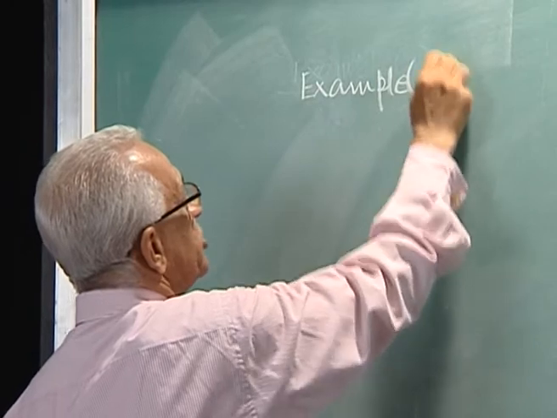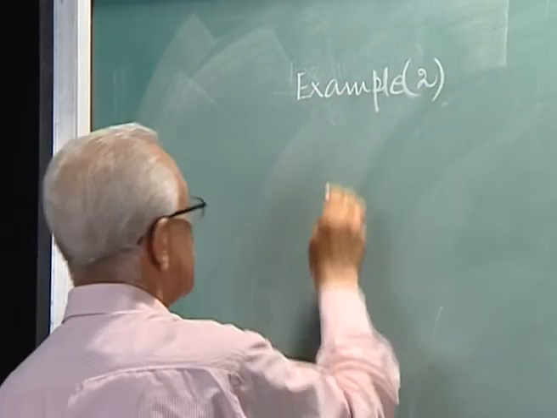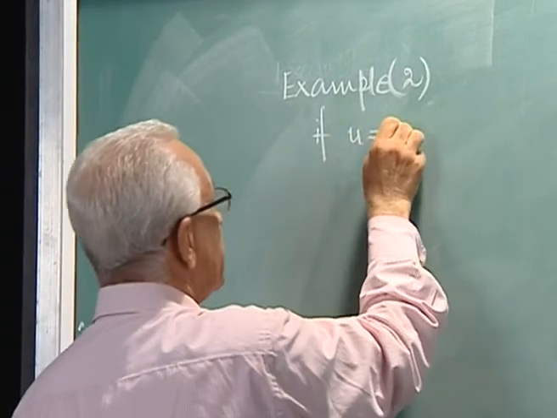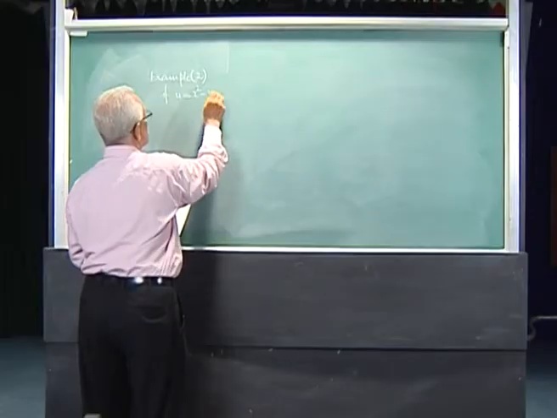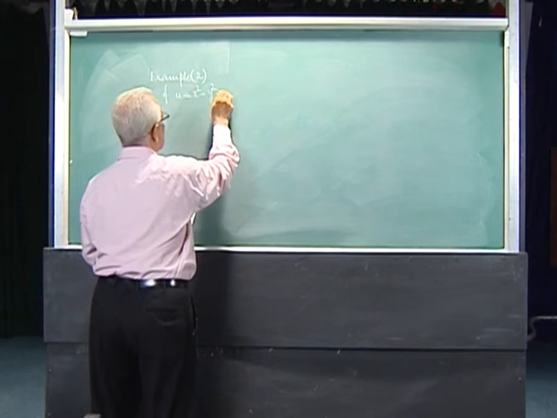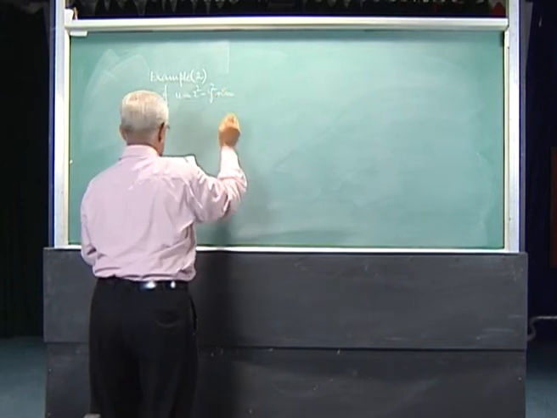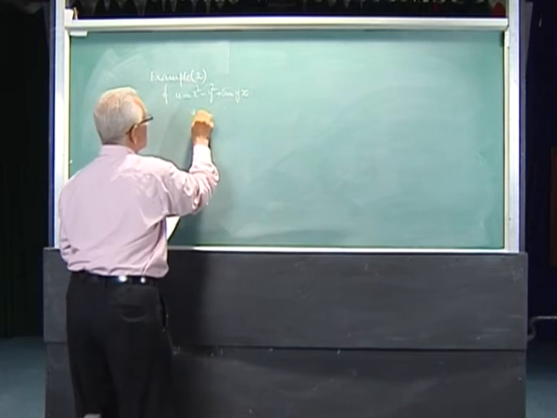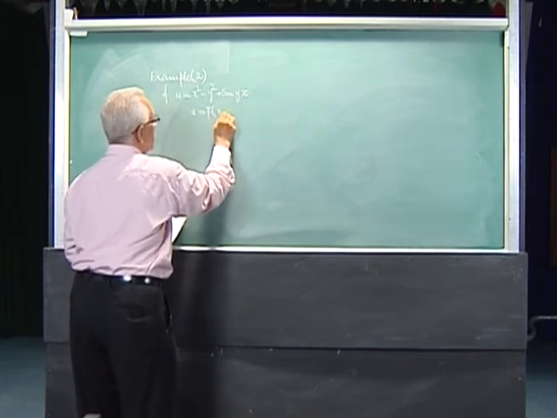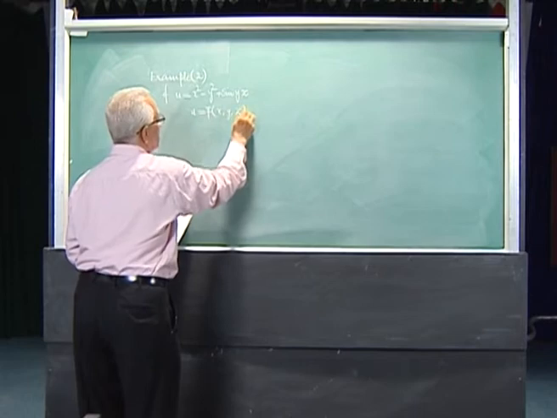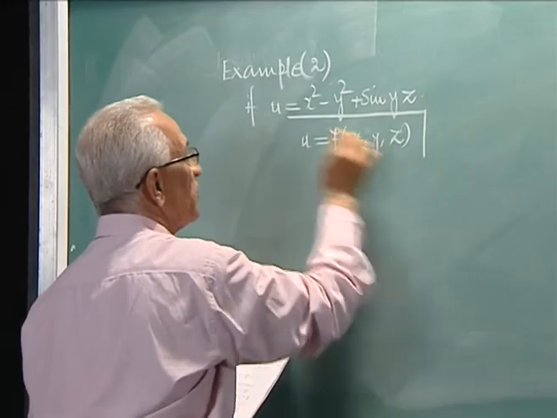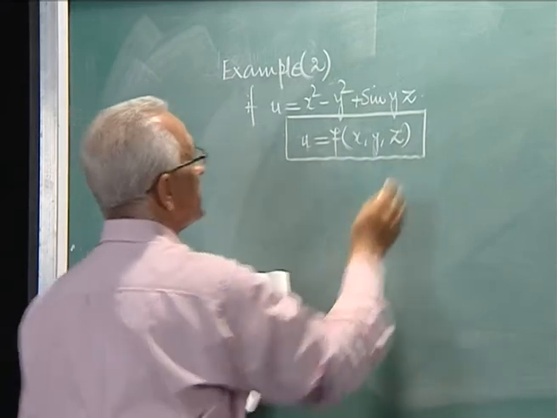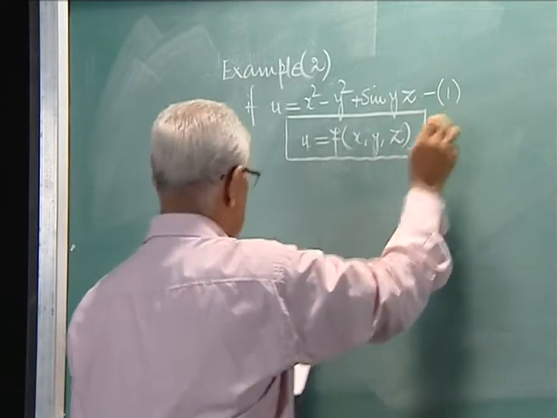This is example 2, and the question reads: if u is a function of x squared minus y squared plus sine of yz. Mind it, this is u as a function of x, y, z. If we speak theoretically, as we have been doing since previous lectures, I mark this as equation 1.